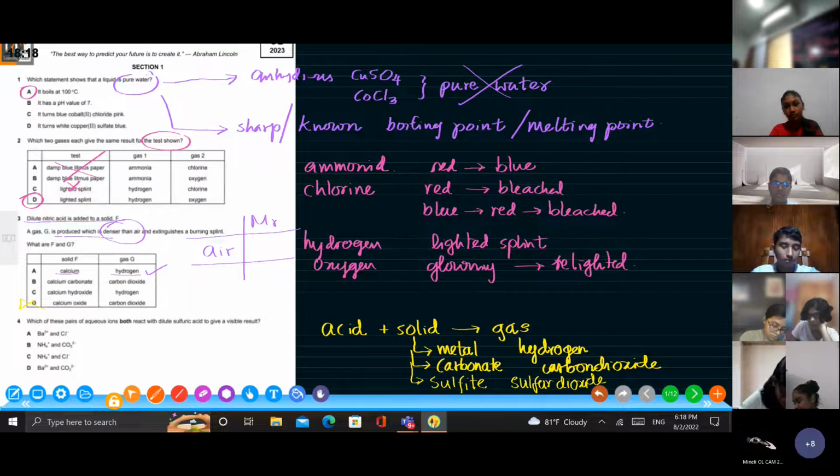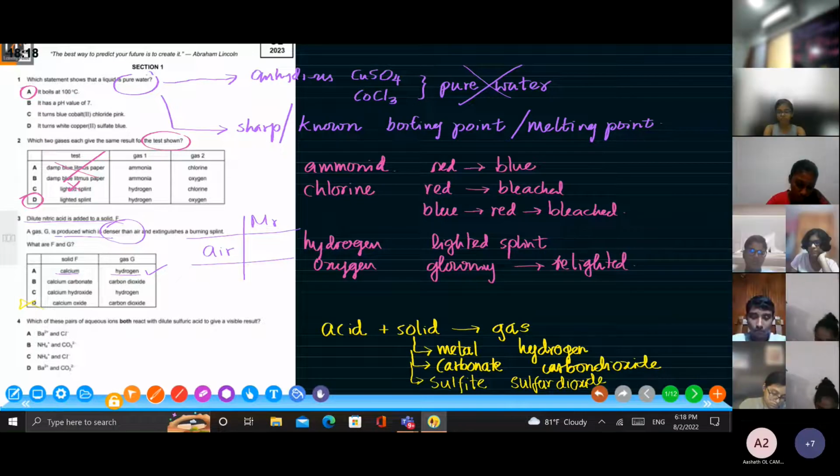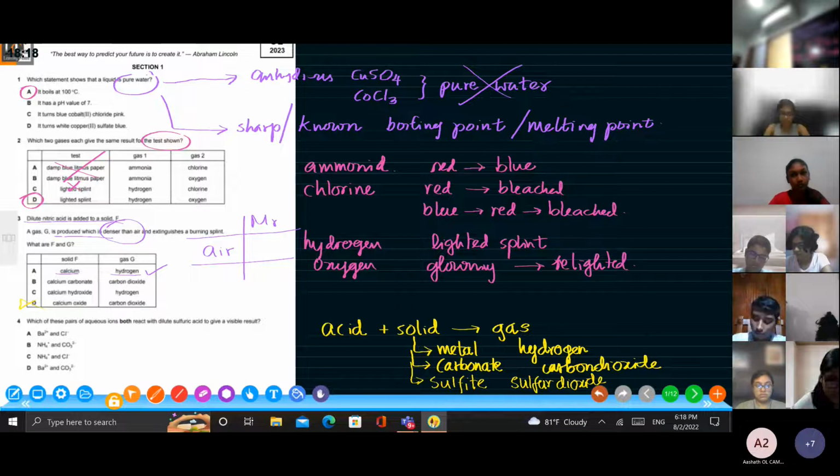What is the average relative atomic mass, the relative molecular mass, of air? 29. We have written that in the previous discussion. Yeah, it's 29. Why is it 29?